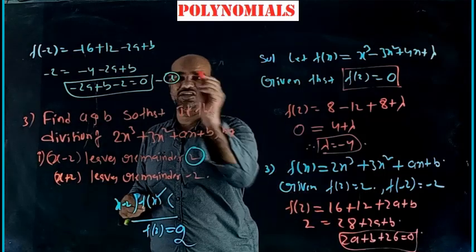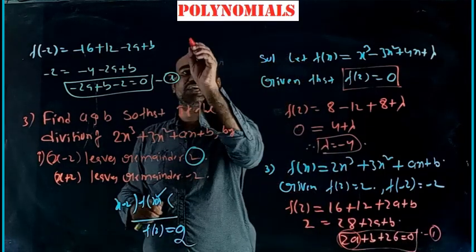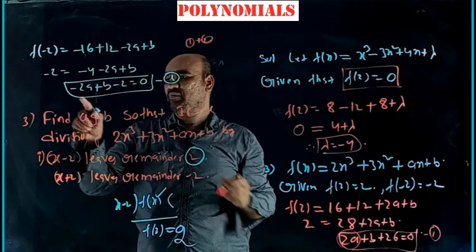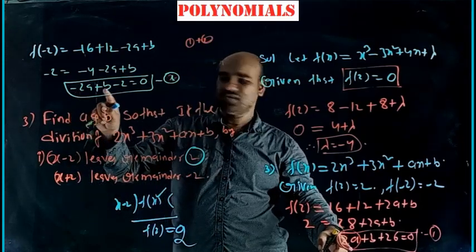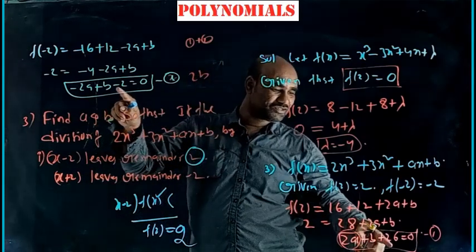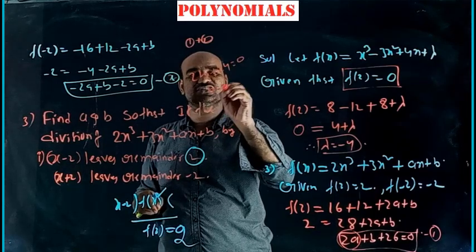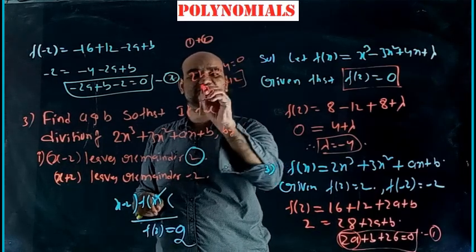So this is the second equation. So this is the first equation. So just add them, 1 plus 2. Minus 2a plus 2a get cancelled. Plus b, 2b. Minus 2 and plus 26 plus 24 equal to 0. So b is equal to minus 12. We got b value is equal to minus 12.